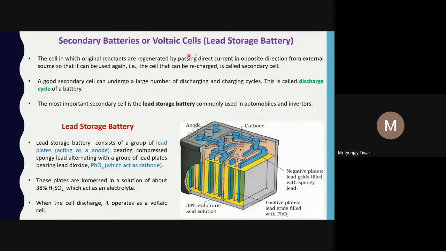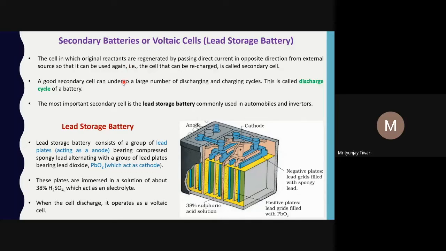Secondary battery of the voltaic cell: let us look at the example, the lead storage battery. It is a cell in which the original reactants are regenerated by passing direct current in the opposite direction from an external source so that it can be used again. That is, a cell that can be recharged is also called a secondary cell, or secondary battery.